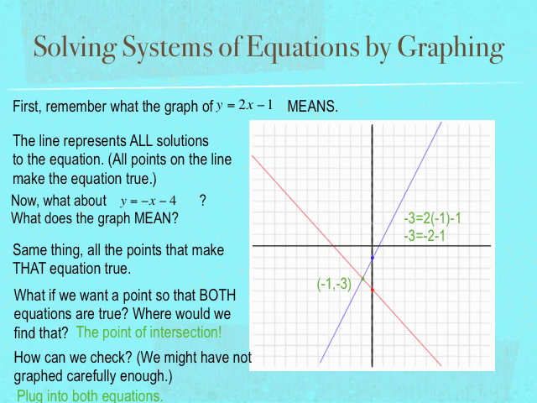Okay, now that's not enough. I need to make sure it's on both lines. So I plug it into the second equation. So I have -3 equals 1 minus 4, which is true. So that means the green point is on the red line. So the top part means the green point's on the blue line, the bottom part means the green point is on the red line. Therefore, the green point is on both the red and the blue line. That's the point of intersection. That's where both equations are true.